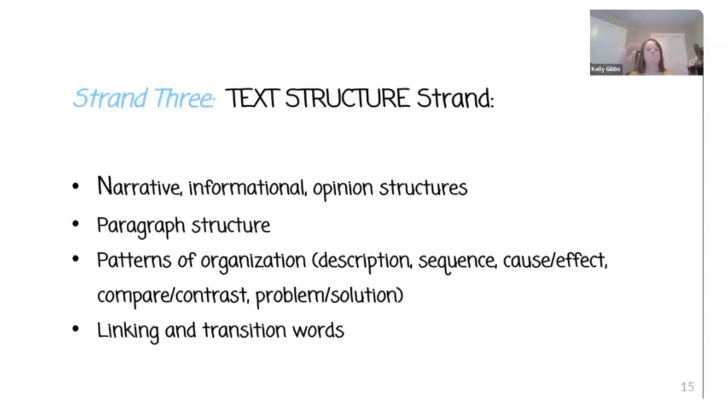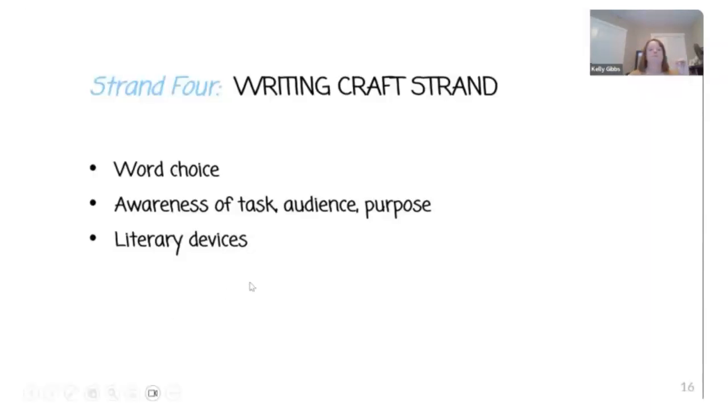I have like a 3-column chart that I follow when I assess kids in their writing to look at, okay, I've got to remember out of these 50 transition words, are they using them? Word choice, powerful words. And who are you writing for? And then the literary devices.